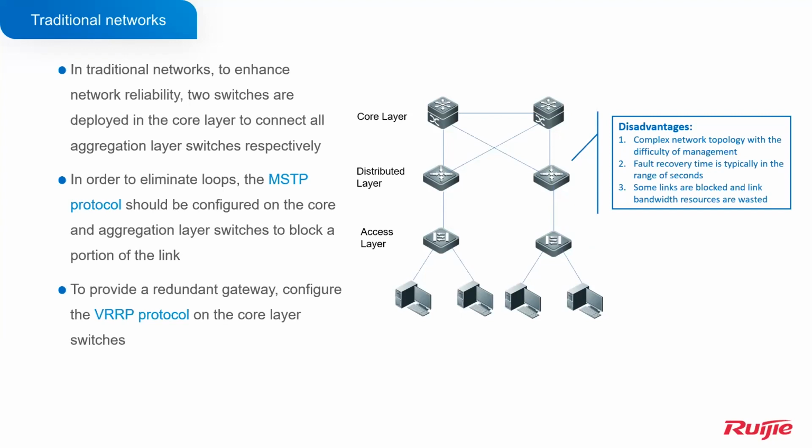And the third disadvantage is some links will be blocked in order to avoid the loop. That means the whole bandwidth of the interface cannot be used. So this is the biggest waste of bandwidth. So this is a traditional network. If you deploy MSTP and VRRP, lots of resources cannot be used, and the management is too complex.